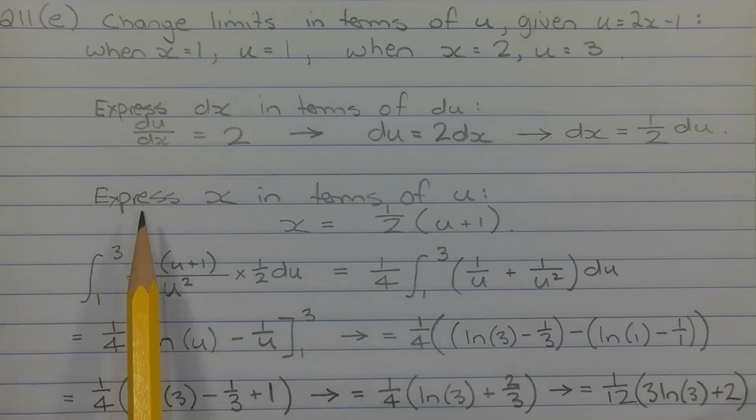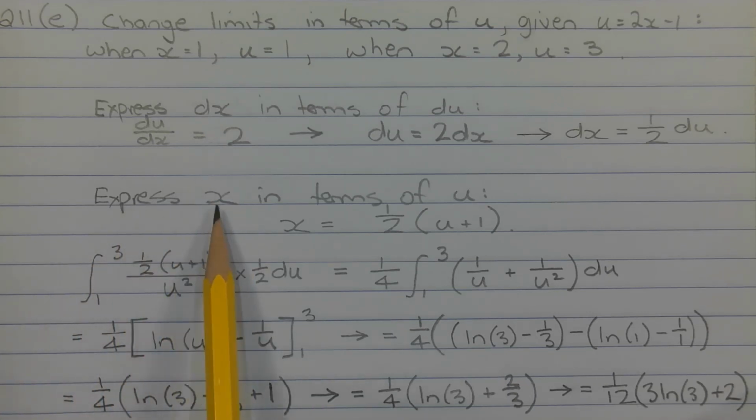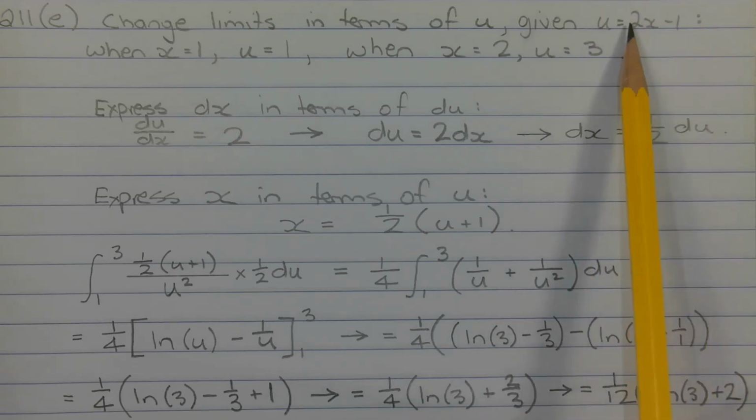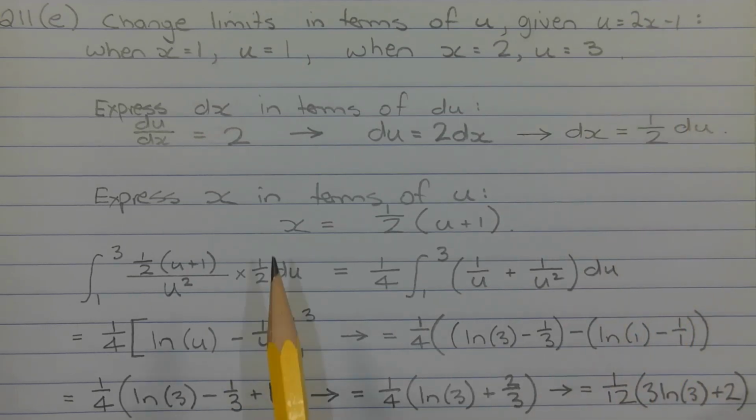Now the next step is to express x, which is the numerator of the integrand, in terms of u, because that will have to get substituted out as well and replaced with its equivalent expression in u. So rearranging the substitution to make x the subject, we get x is equal to half times (u plus 1).